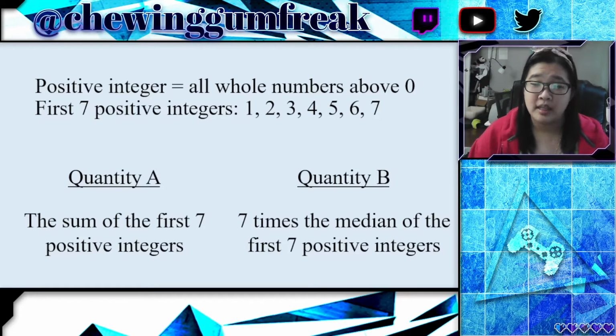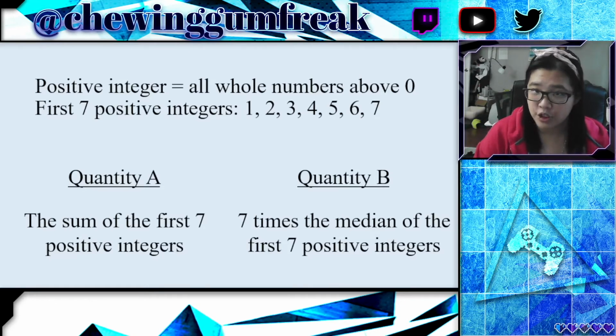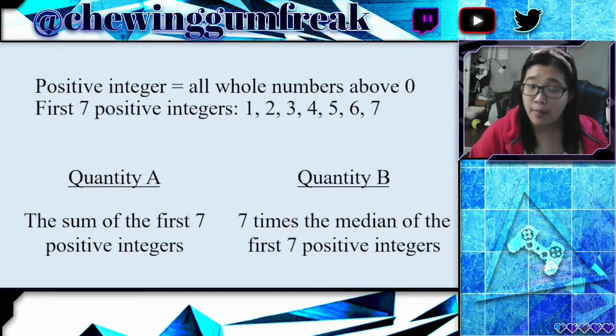So 0 itself is not a positive integer. It is an integer, but it's not positive. If we have the first 7 positive integers, those are just going to be 1 through 7 here.